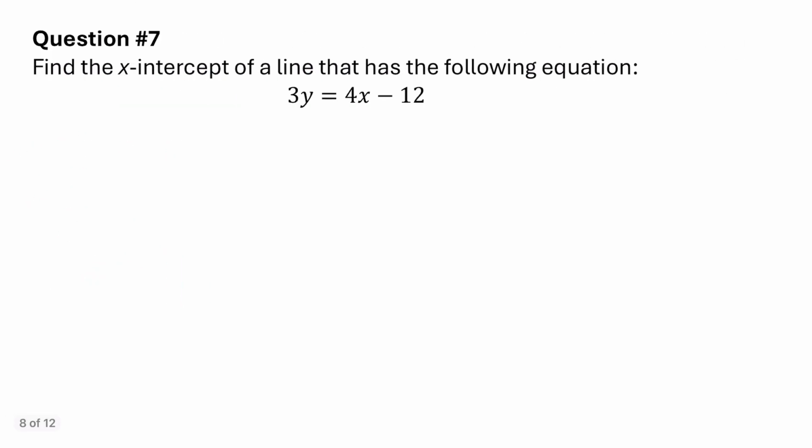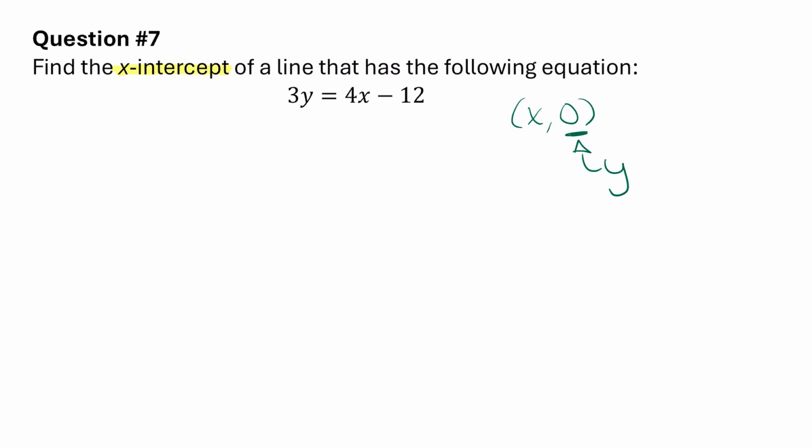Okay, so now let's find the x-intercept of a line that has the following equation. Here the important part is saying find the x-intercept. So the x-intercept, remember, is going to have the form x comma 0 because the y value is going to be 0 wherever the line crosses the x-axis. Remember, the x-intercept is where it crosses the x-axis. So everywhere on the x-axis, our y-coordinate is going to be 0.